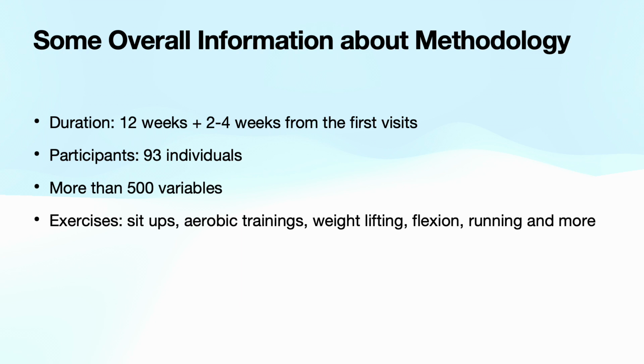Okay, now let's discuss some overall information about the data which was given to us. So we knew that the duration of the study was 12 weeks plus 2 to 4 weeks when the survey questions were asked to know, for example, the average pain intensity, the sites of pain, and so on. We had a total of 93 participants. We received more than 500 variables from the study, and also the description of exercises which was performed by the participants. They included sit-ups, aerobic training, weightlifting, running, and more.